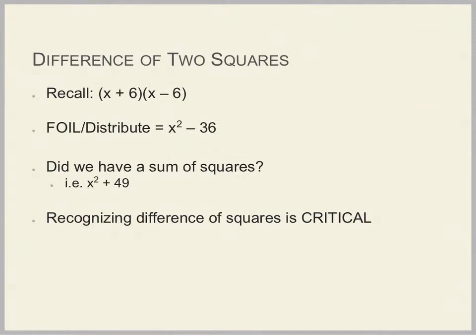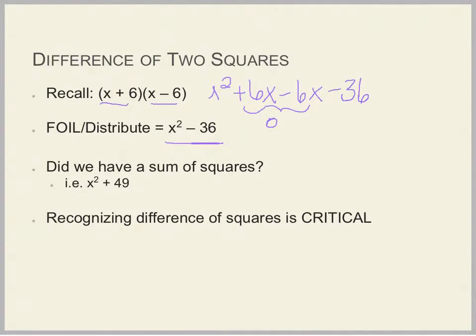We're going to be looking at a specific type of factoring, which is factoring a difference of squares. So we can recall when we multiplied x plus 6 times x minus 6. We can think of foiling this to x squared plus 6x minus 6x minus 36. And those two middle terms ended up adding to 0, leaving us with x squared minus 36.